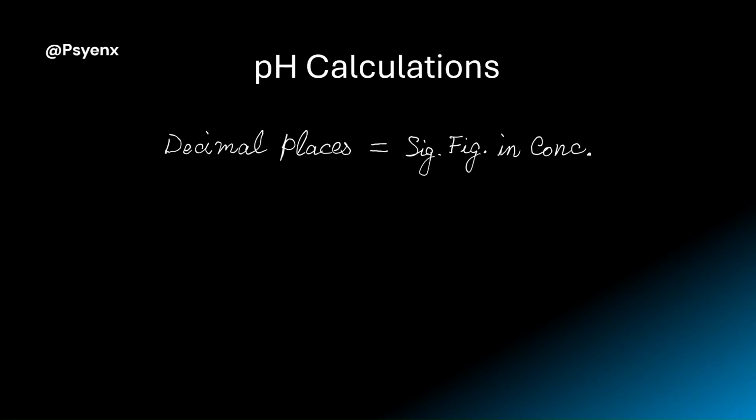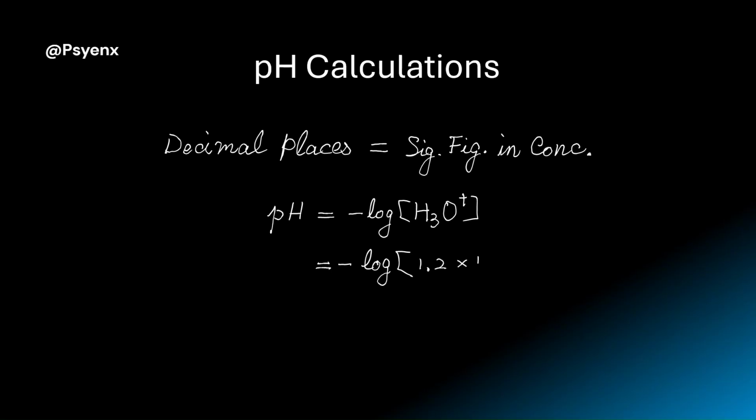The rule for pH is unique. The number of decimal places in the pH value must match the number of significant figures in the original concentration. The pH formula is the negative logarithm of hydronium concentration. For a concentration of 1.2 times 10 to the minus 12th power, a calculator displays an initial result of 11.920818. The concentration, 1.2, has two significant figures. Therefore, we keep 2 digits after the decimal point.